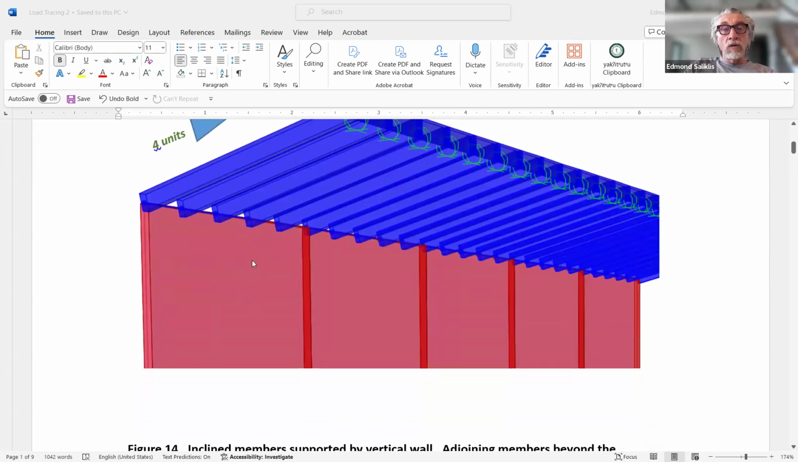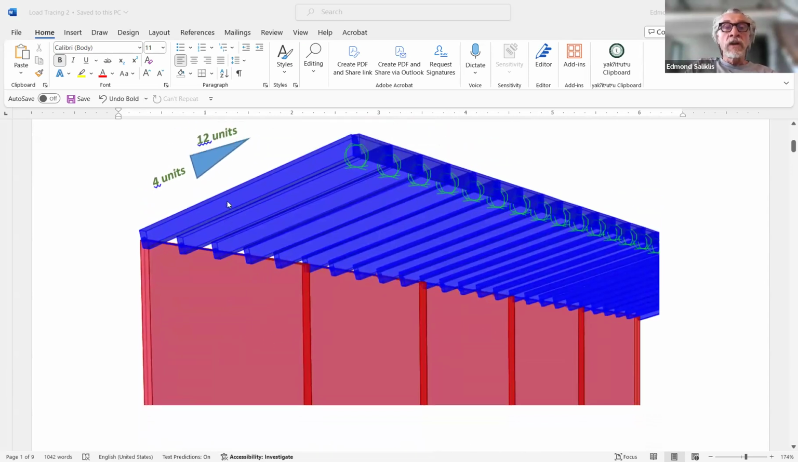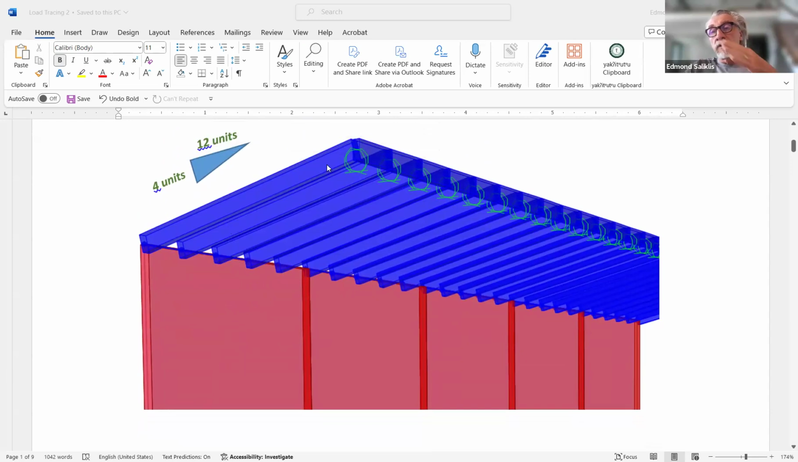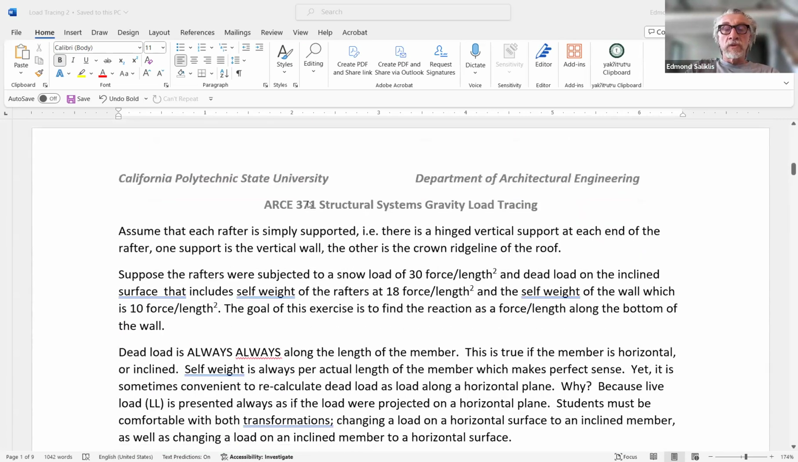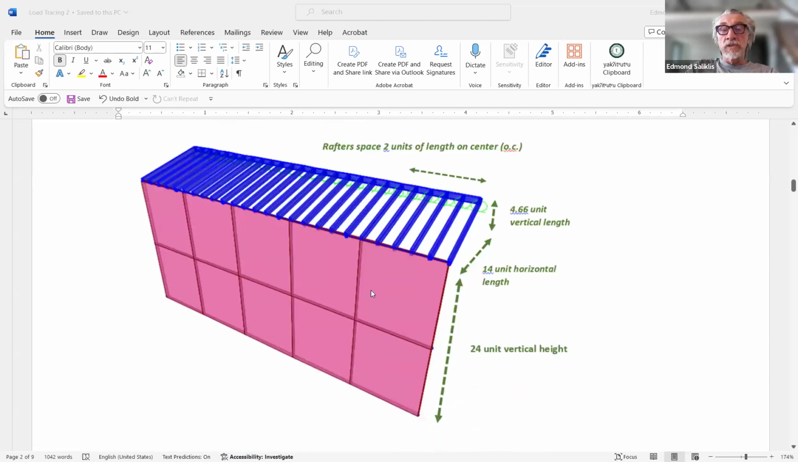So here we have a wall, and we have a series of beams, one next to the other. In the United States, these are called rafters, but they're just beams. Let me show you in three dimensions one more time. So here's the wall that has its own weight. Here are the beams. And then they connect to the other side, which I will show you here using GeoGebra.